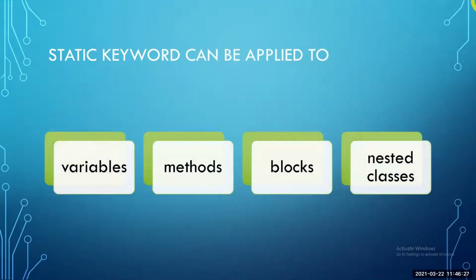The static keyword itself can be applied to several different things. It can be applied to variables, methods, blocks of code, or nested classes. Blocks and nested classes we haven't talked about, and we probably won't talk about in this class, but it can be applied to those as well. You can have a static variable, and just like a static method, that static variable gets stored in memory at the beginning of your program, right? And that variable can be accessed throughout your program, and it will stay the same value.